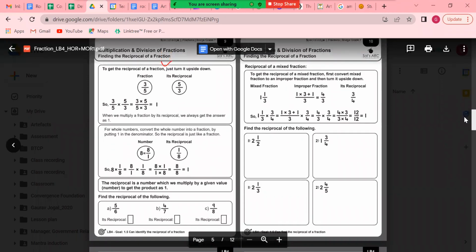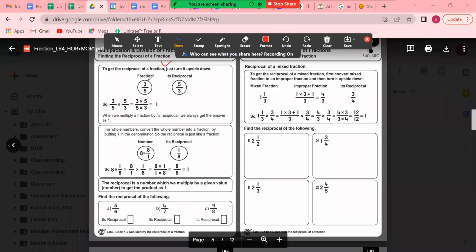there is a word called reciprocal. Why we are doing this is something you'll understand. What is meant by reciprocal? If there is a fraction 3/5, its reciprocal means upside down. The word reciprocal in English means upside down. The reciprocal of 3/5 is 5/3. So 3/5 into 5/3: 3 5s are 15, 5 3s is also 15. Now 15 by 15, if I divide 15 by 15, the answer is 1. So whenever a fraction is multiplied by its reciprocal, we'll always get the answer as 1.